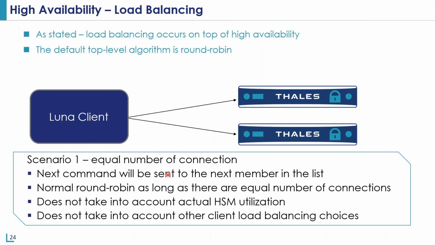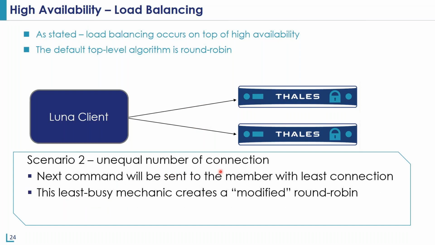But if the number of request connections are unequal, this is again tracked by the Luna client. Luna client knows that this HSM has 50 requests lined up and this HSM has 100 requests in the queue. In this scenario, we follow modified round robin. The next request will automatically be sent to the least busy member, which is HSM number 1. This is how your Luna client manages your load automatically. You don't have to configure anything separately. Those logics are inbuilt in your Luna client libraries.